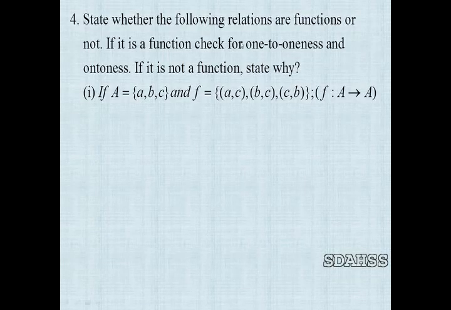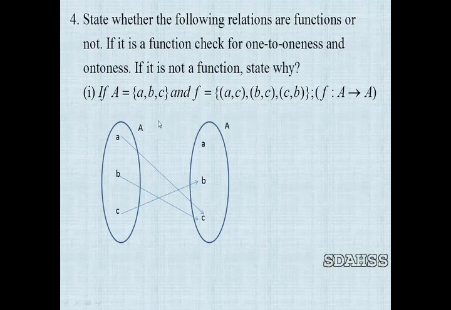Fourth sum. State whether the following relations are functions or not. If it is a function, check for one-to-oneness and onto-ness. If it is not a function, state why. Subdivision 1. If A is equal to the set of all a, b, c and f is equal to the set of all (a, c), (b, c), (c, b), such that f is from A to A.